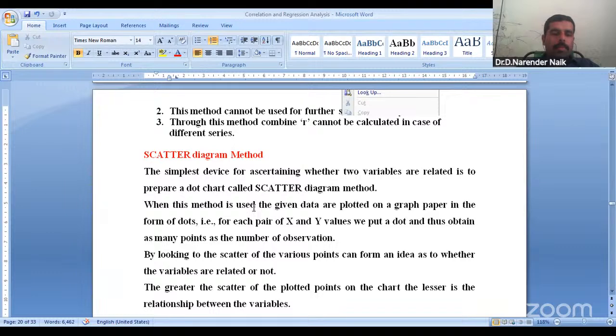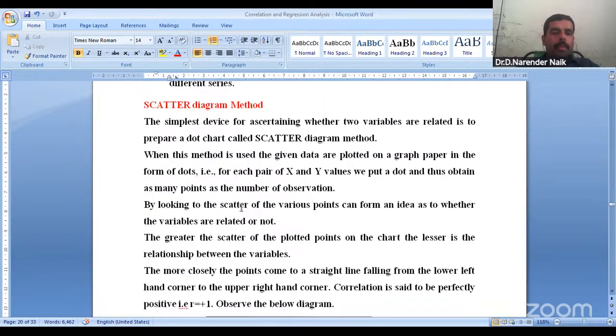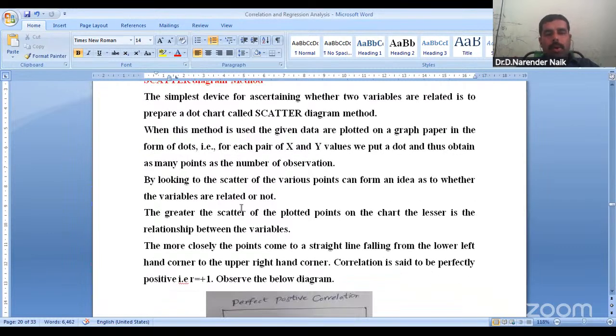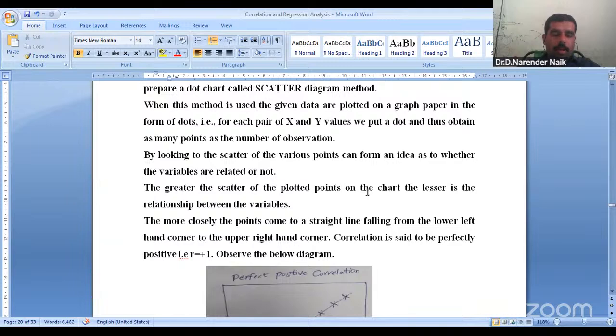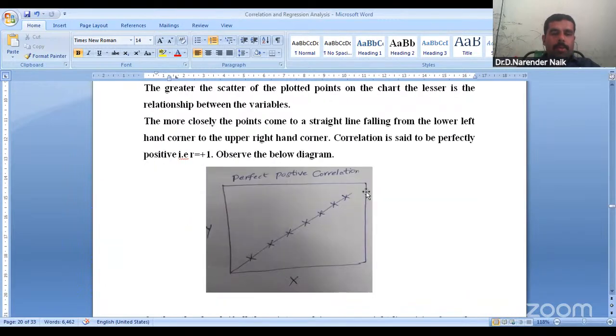The greater the scatter of the plotted points on the chart, the lesser is the relationship between the variables. The more closely the points come to a straight line falling from the lower left hand corner to the upper right hand corner, correlation is said to be perfectly positive. That is, r is equal to +1. Observe the below diagram. So this is a perfect positive correlation.